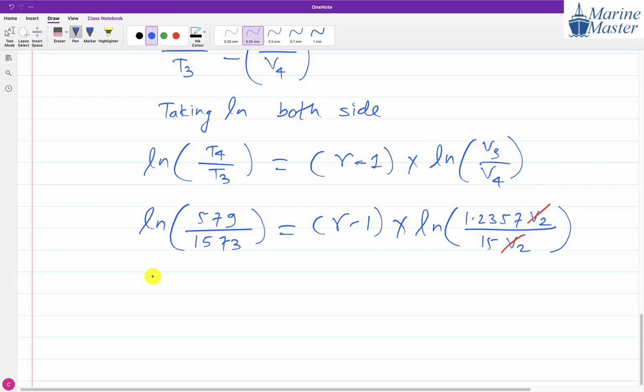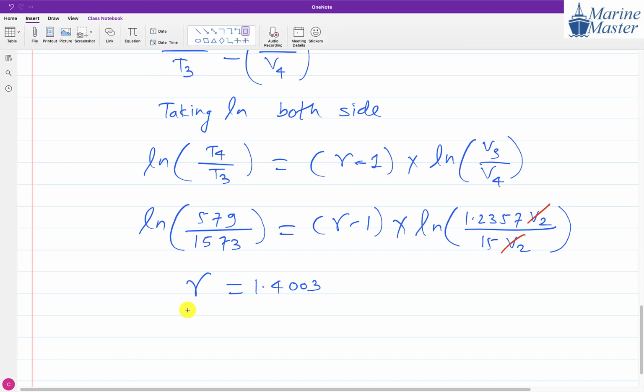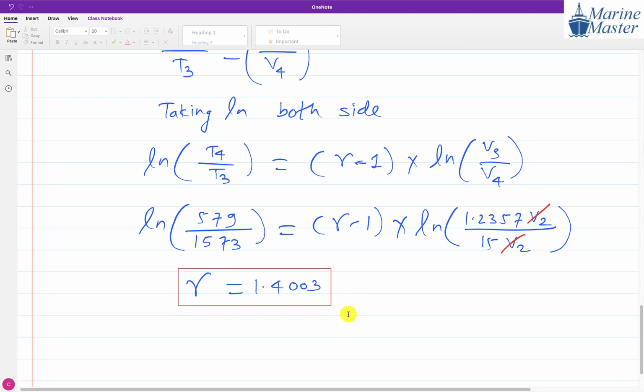And then if you solve this expression, we will get the value of gamma. Please solve this expression and try to get the value of gamma. We have studied shift solve, use that one. 579, 1.4003. Is it matching the answer? The answer is there at the top. So in this way, we got the value of gamma. Now the remaining things are very, very easy.